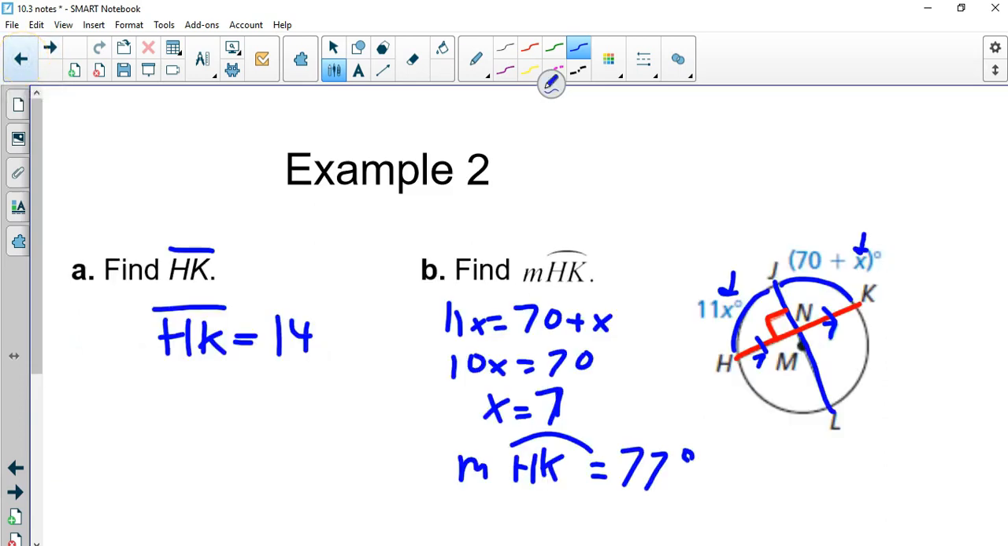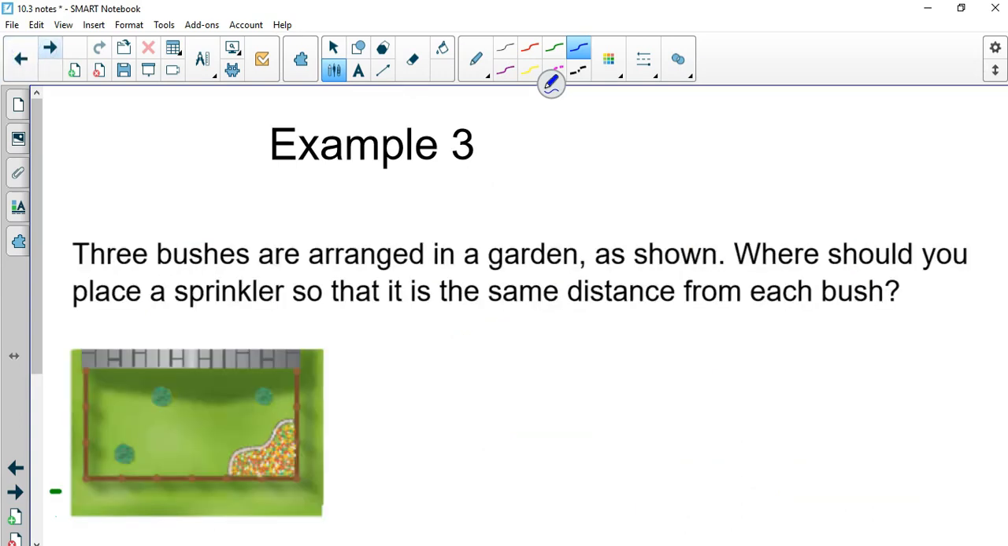Hold on, some of you are probably yelling at me right now, because I just realized after I moved on that HK, I always tell you to pay attention to the details, HK is actually this whole arc. So we found out 77 times 2, which is 154 degrees. Sorry about that. I was not paying attention. I do the same thing you guys do sometimes, so just try to be careful.